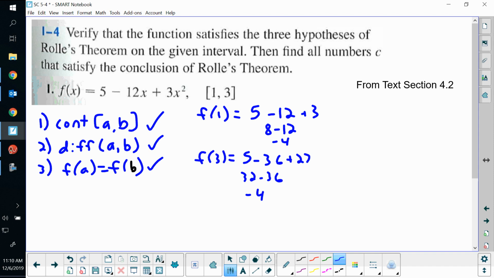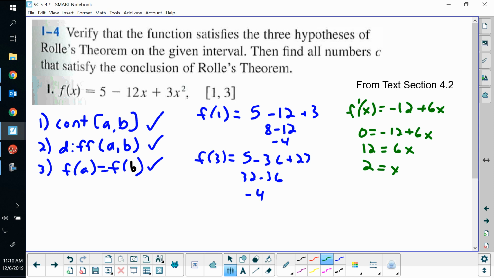So, because those things checked out, we are guaranteed our derivative should equal 0 somewhere on the interval. So let's take the derivative. We'll have negative 12 plus 6x. We'll set that derivative equal to 0. Add the 12 over and divide by 6, so we get x equals 2.